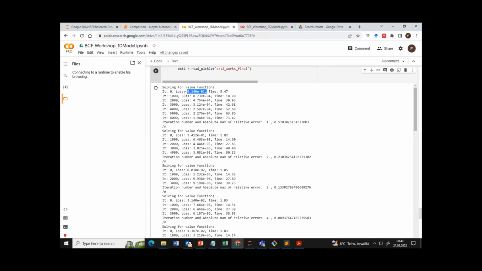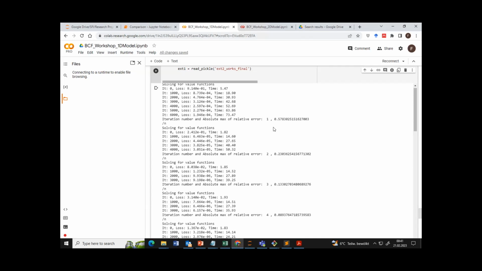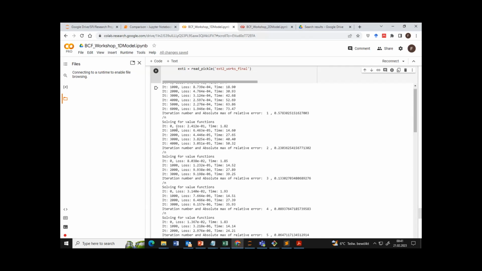The first time iteration runs for 6,000 epochs. The loss is reduced to 1.9 times 10 to the power minus 4, which is not good at all. The absolute max error is around 0.57. Again, no good. But we are slowly introducing nonlinearity. The first iteration is not going to work out, which is fine. But as the iterations progress, if you notice the first loss value in each iteration, it just keeps reducing.